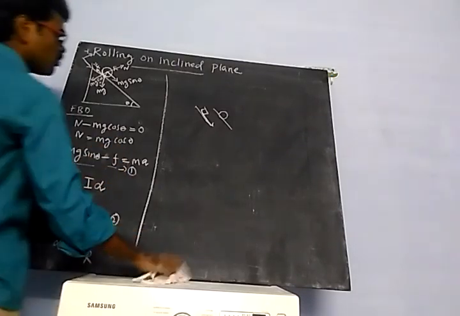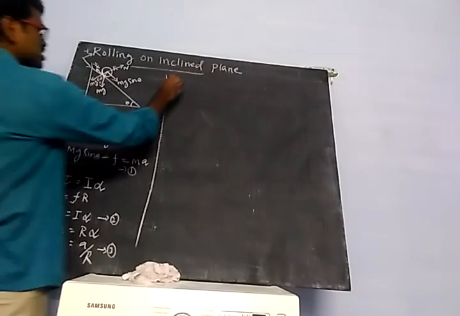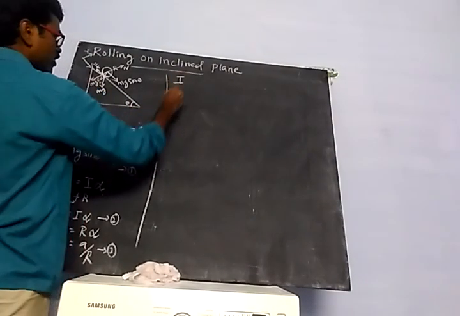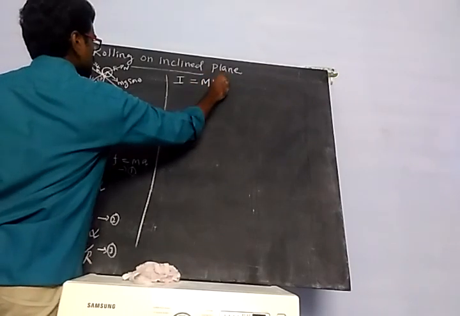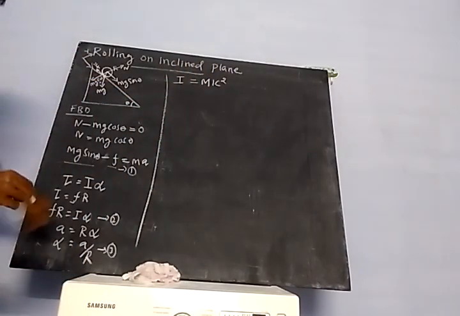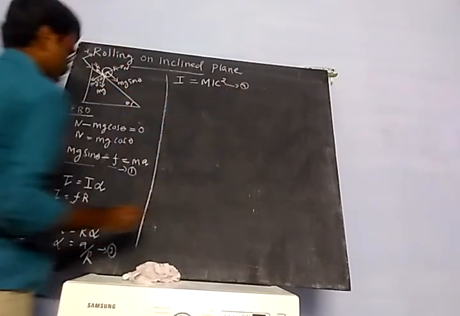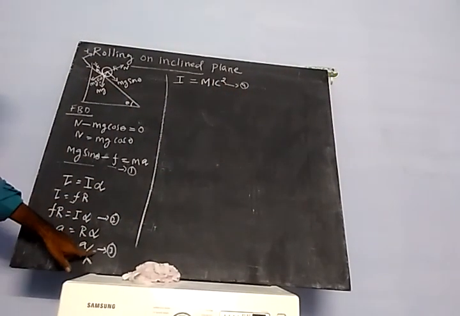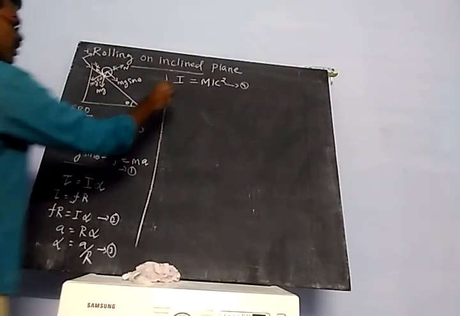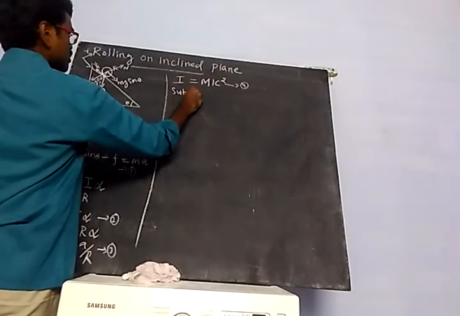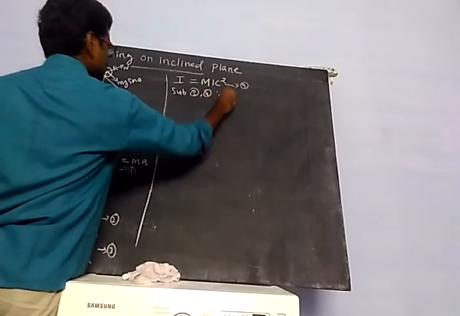Next, what is the general expression for moment of inertia? I is equal to mk square. So this is equation number 4. Now you can substitute the third and fourth equations in the second equation.